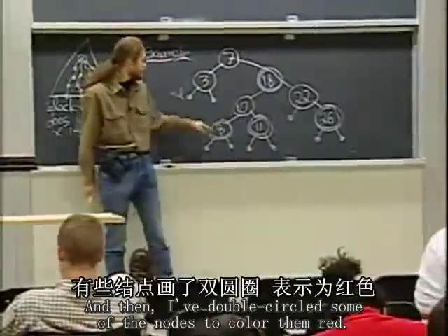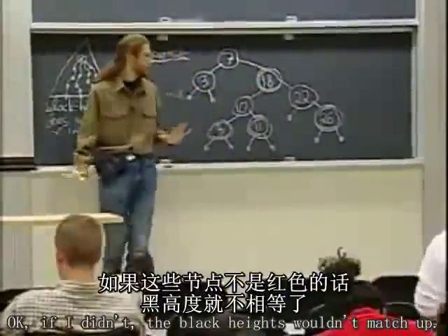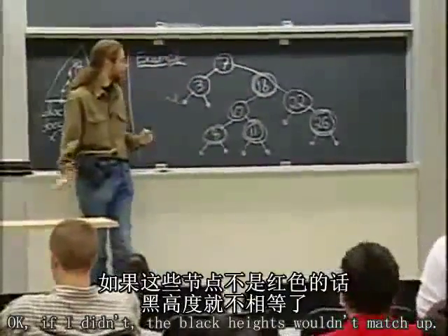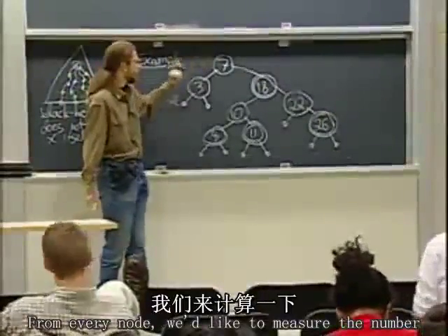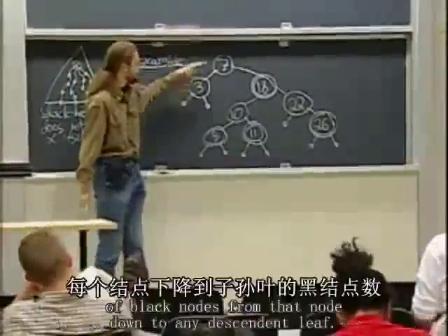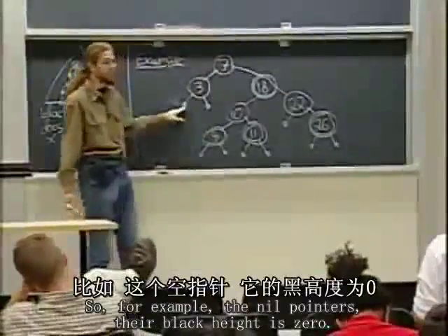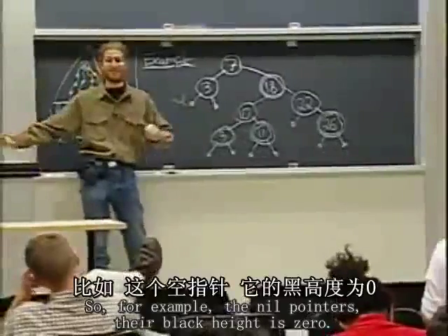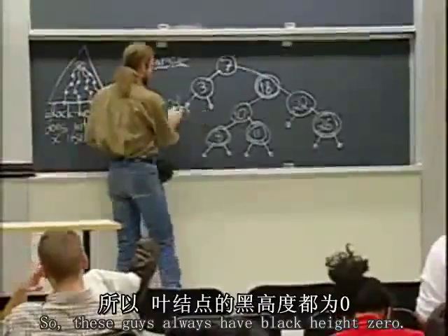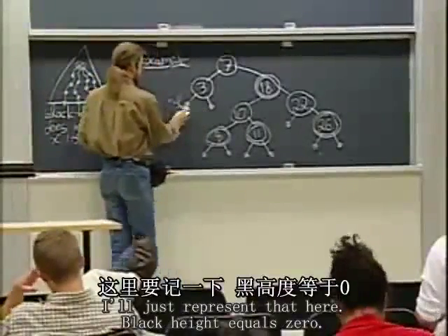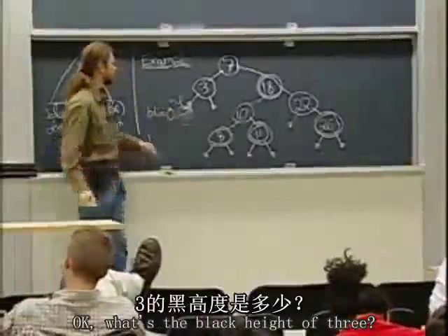And then I've double circled some of the nodes to color them red. Okay, if I didn't, the black heights wouldn't match up. So I have to be a little bit careful. From every node, we'd like to measure the number of black nodes from that node down to any descendant leaf. So for example, the nil pointers, their black height is 0. Good, that's always the answer. So these guys all have black height 0. I'll just represent that here. Black height equals 0. Okay, what's the black height of 3?